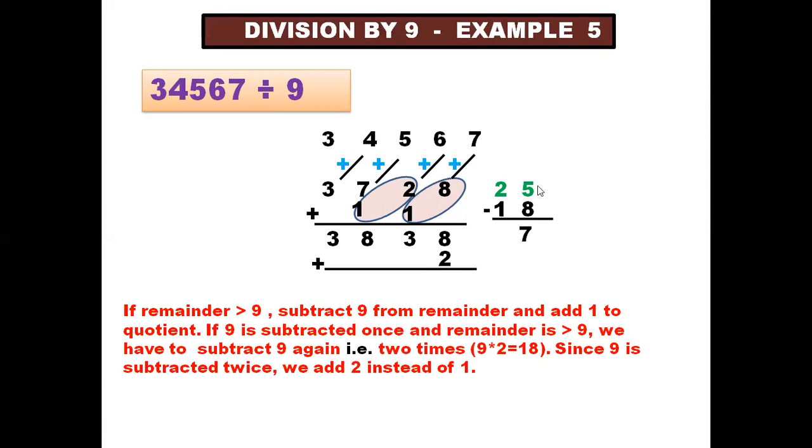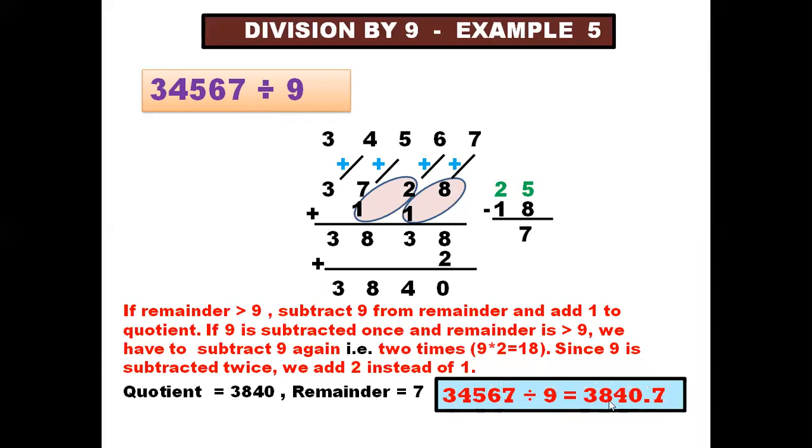Again I repeat, we have got the remainder as 25, but 25 is greater than 9. If we subtract only 9 from 25, we get 16. So we subtract 18, that is we subtract 9 two times. So 25 minus 18 gives us 7. Now 7 is less than 9, so 7 is the remainder. Since we subtracted 9 two times, we add 2 instead of 1, which we were usually doing in the earlier examples. So 3838 plus 2 gives us 3840. So 3840 is the quotient and the remainder is 7, which gives us 3840.7.